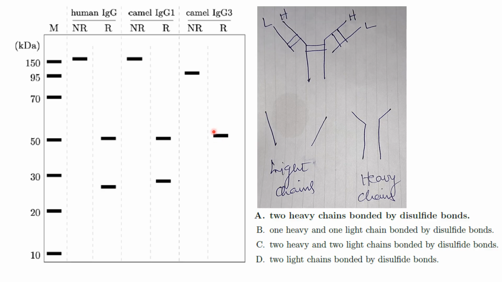So here only the 2 heavy chain bands are present, but light chain bands are not present in IgG3. So it is 2 heavy chains bonded by disulfide bonds. So the answer here is option A.